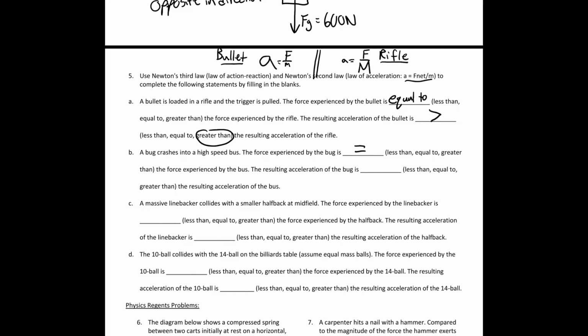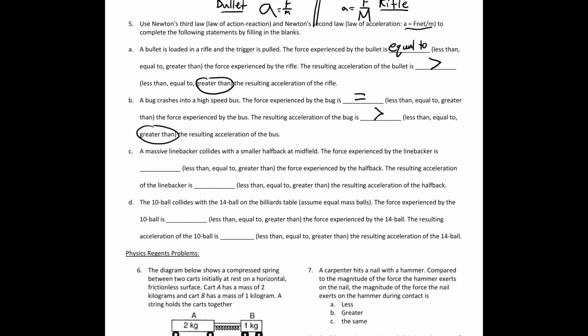Is the bug going to accelerate more? Or is the bus going to accelerate from this crazy big bug crashing into it? No, the bus doesn't really accelerate that much at all. It's negligible compared to the bug. You could look at our fractions up above here. The rifle is now the bus, and the bullet is now the bug. The bus is more massive, so it doesn't accelerate as much. The acceleration of the bug is greater than, again, greater than.